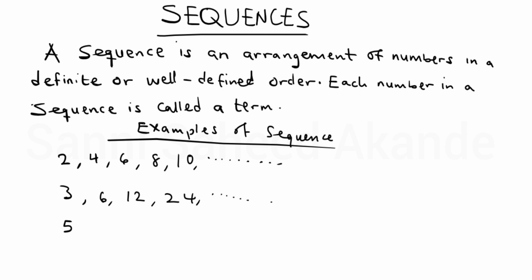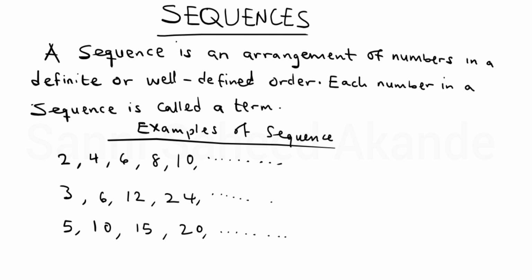5, 10, 15, 20, and so on and so forth. So this also is an example of a sequence because it follows a particular, well-defined order. So what is that order? The rule is just adding 5 to each term. So the first term plus 5 gives us 10. Then the second term, 10 plus 5 is 15, 15 plus 5 is 20, 20 plus 5 is 25, and so on and so forth. So that is what a sequence is all about.